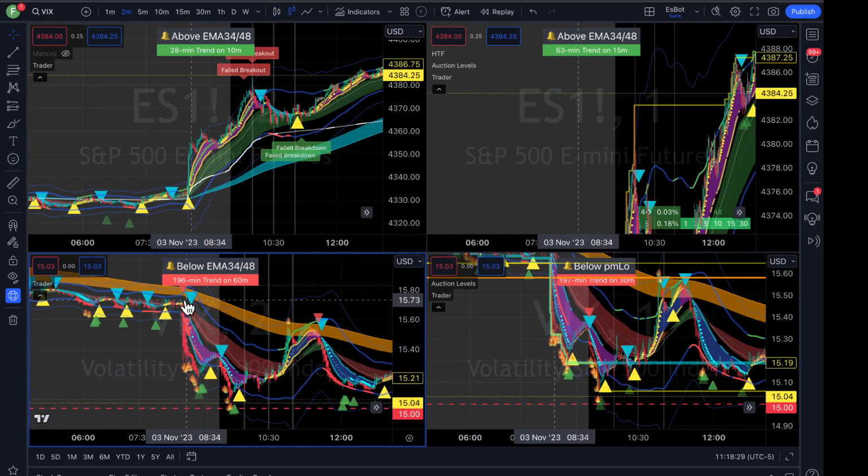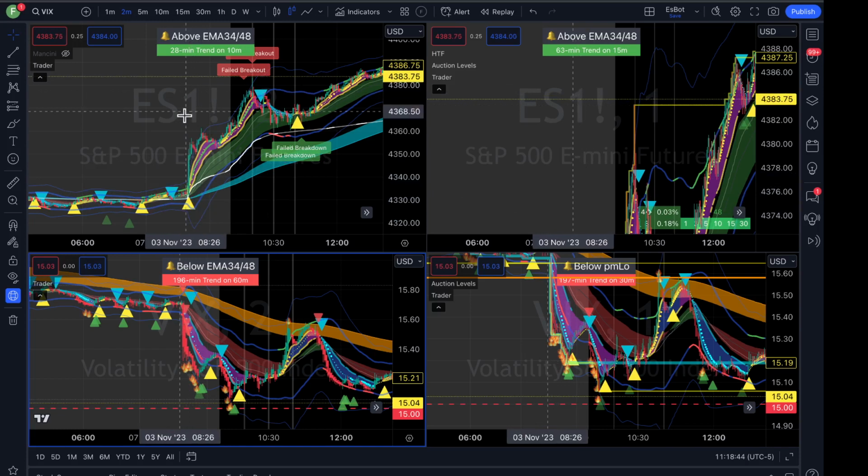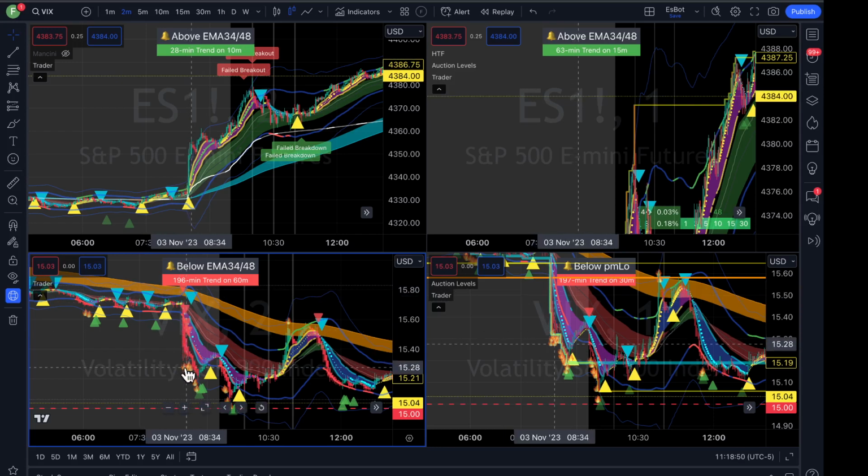Then you look at SPY, and these charts are lined up. You see the vertical line, it's happening at the same time. So when we have both of them rejecting the 48, ES to the upside and VIX to the downside, that's telling us that this is a strong play. And we'll talk about the danger zone here in a second.